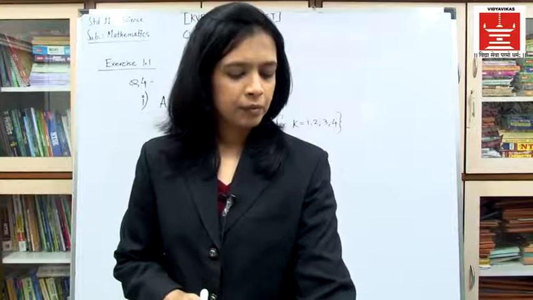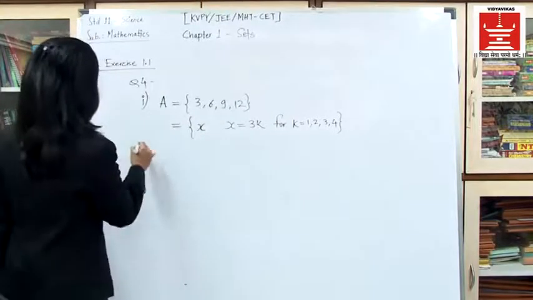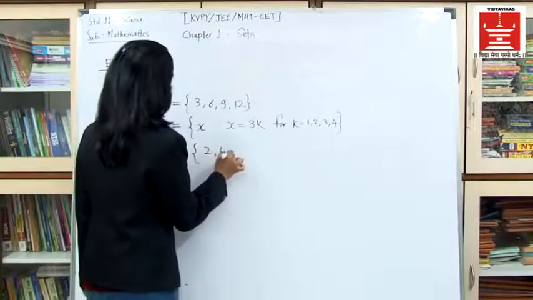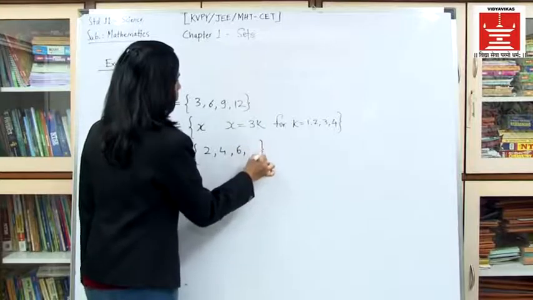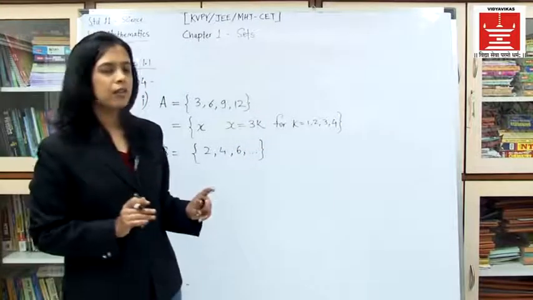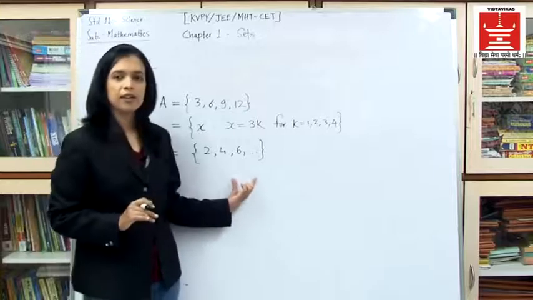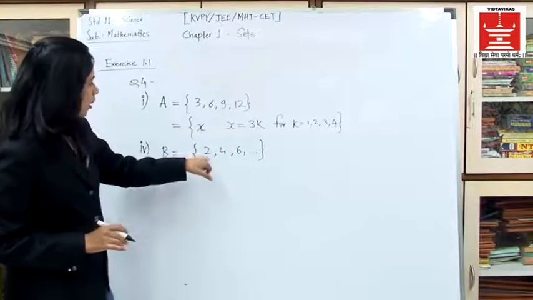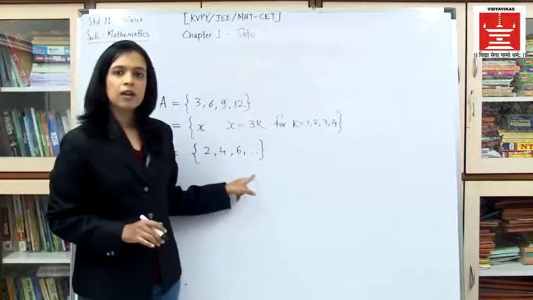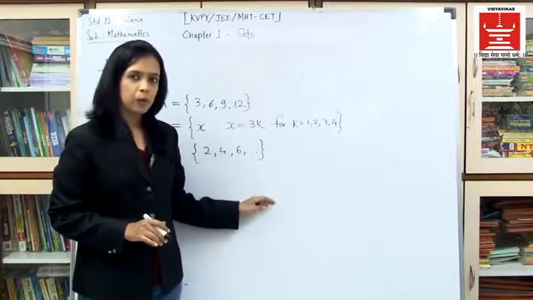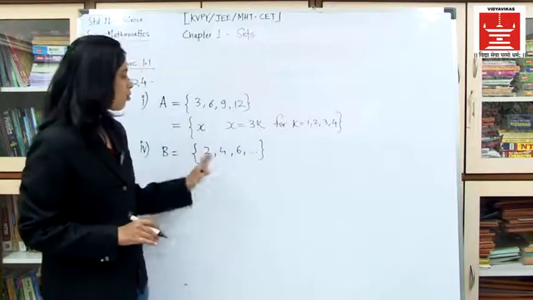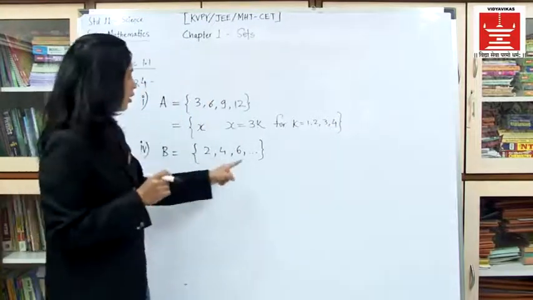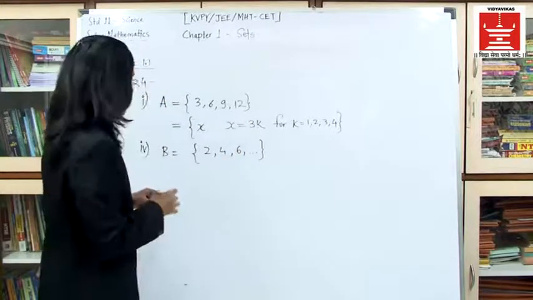Then consider the fourth one, we'll denote it by B. Now this set is something different. We haven't seen such a set yet. What is the difference from the previous examples? Here the elements don't stop at a certain stage. In fact, they go on forever and ever. So this continuity is denoted by these 3 dots.